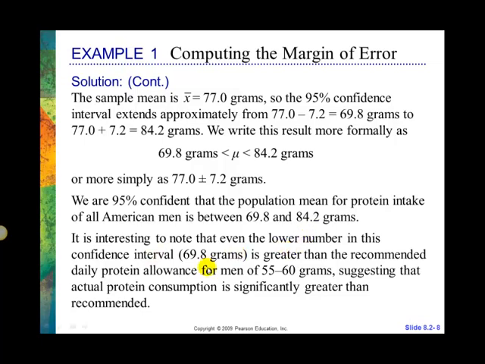Okay, and so here they go on to say, give us some interest, that the protein allowance for men is between 55 and 60, so even the lowest value is more than we should be taking in.